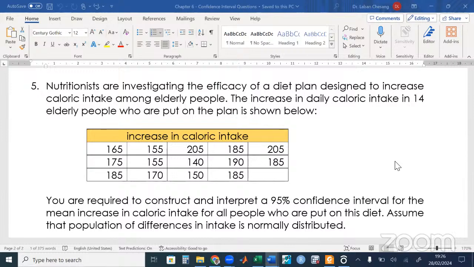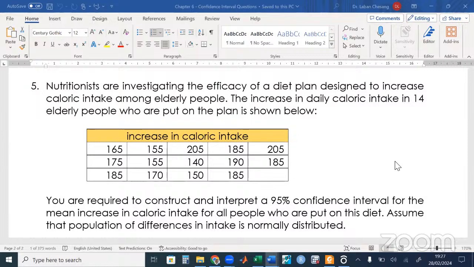You are required to construct and interpret an interval. Start with the question context. Question five. Nutritionists are investigating the efficacy of a diet plan designed to increase caloric intake among elderly people. The increase in daily caloric intake in 14 elderly people who are put on the plan is shown below. So you are required to construct and interpret a 95% confidence interval for the mean increase in caloric intake for all people who are put on this diet.